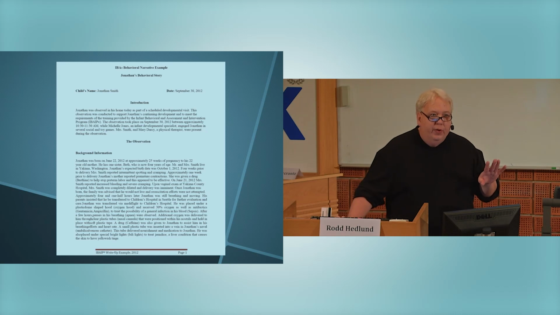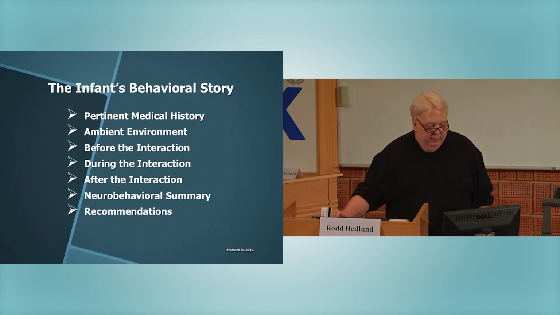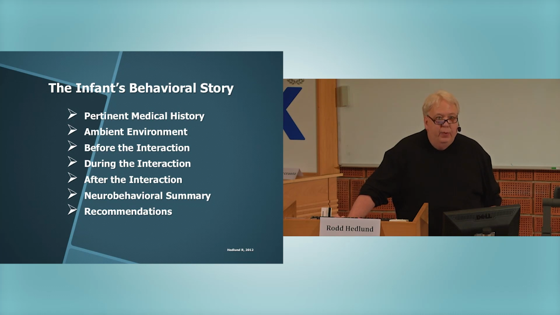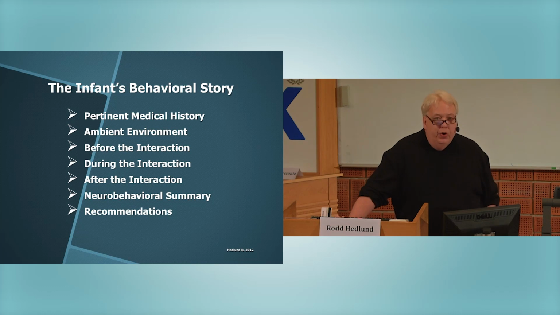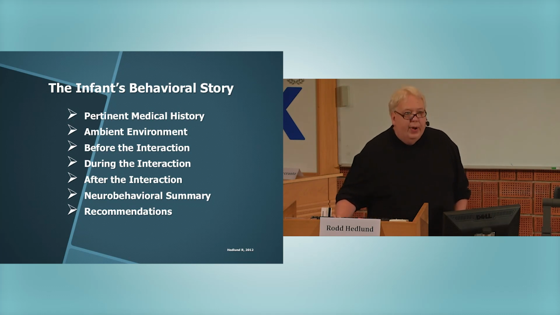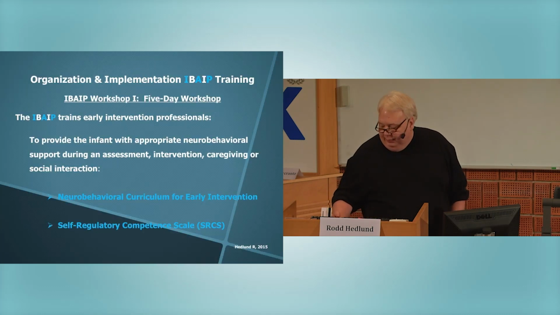Based on what you observe using the IBAIP, an observational report is developed, and the pertinent medical history is identified. The ambient environment in which the interaction takes place is spoken to before the interaction, during the interaction, and after the interaction. The neurobehavioral integrity of the infant is documented. There's a neurobehavioral summary that is provided to speak to the neurobehavioral needs and strengths of the infant. And then finally, recommendations are proposed to help self-regulate the infant.